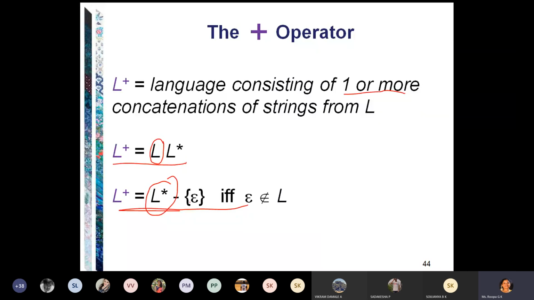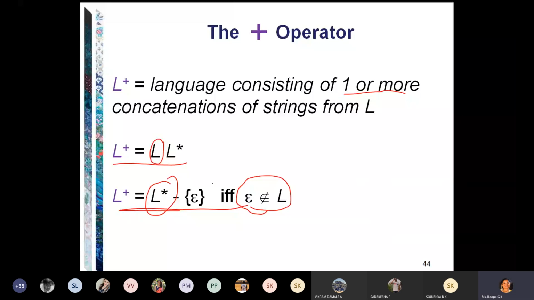So L star minus epsilon, if and only if epsilon is not belonging to L. Why this point? If I say a language consisting of even number of A's, even number of A's means we can have epsilon as well, 0. Okay, 0 is an even number. So we have to include that 0 in our language. We can't write L plus for such language. Is that clear, student? If 0 is a part of a language, then it is not possible to write L plus for that language.